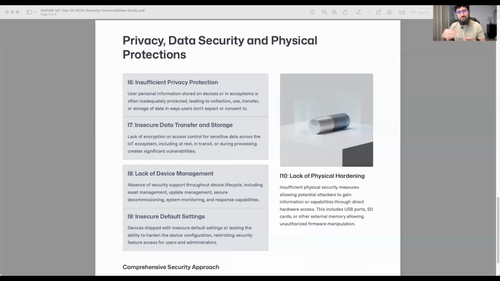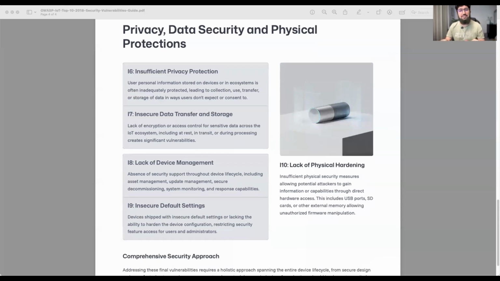How can one mitigate them? Follow secure coding practices, and definitely implement strong encryption for all sensitive data in transit, like TLS 1.2 plus or equivalent, right? Encrypt sensitive data at rest using appropriate algorithms, and consider data minimization to reduce the security burden, as I mentioned. So let's talk about the eighth one, which is called lack of device management.